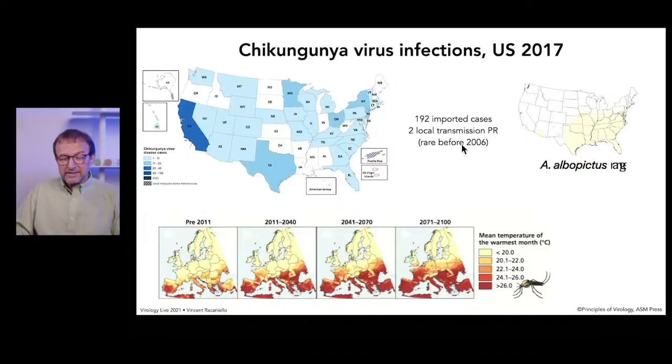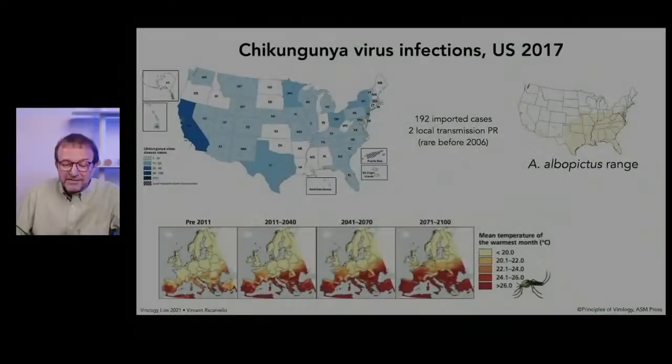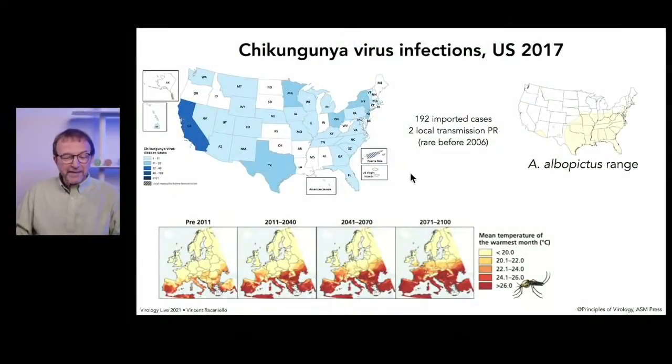There is some local transmission in Puerto Rico where they have Aedes aegypti. And these are all the states where the imported cases occurred. Now, here's the range of Aedes albopictus. So this is what you have to look at for having spread within the U.S.